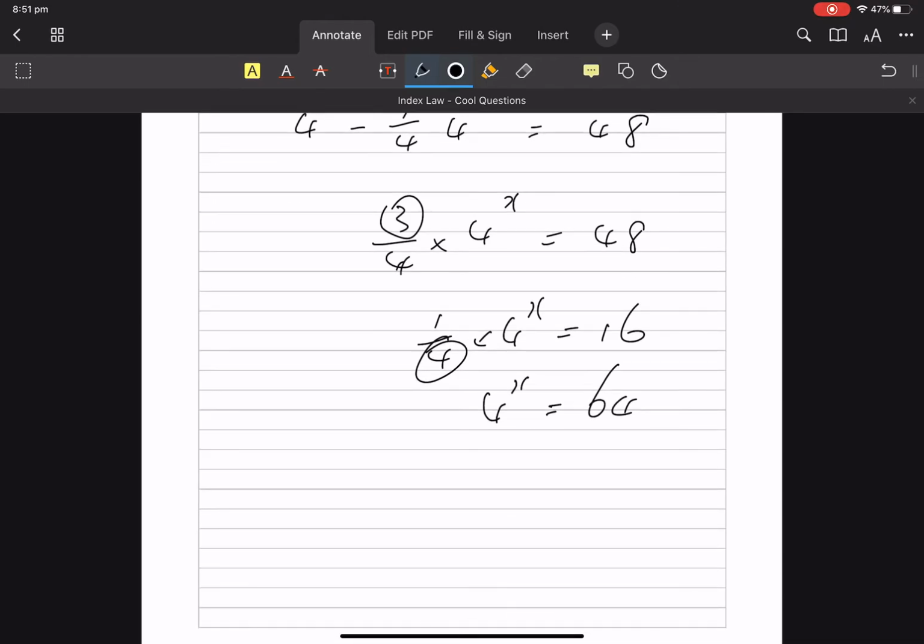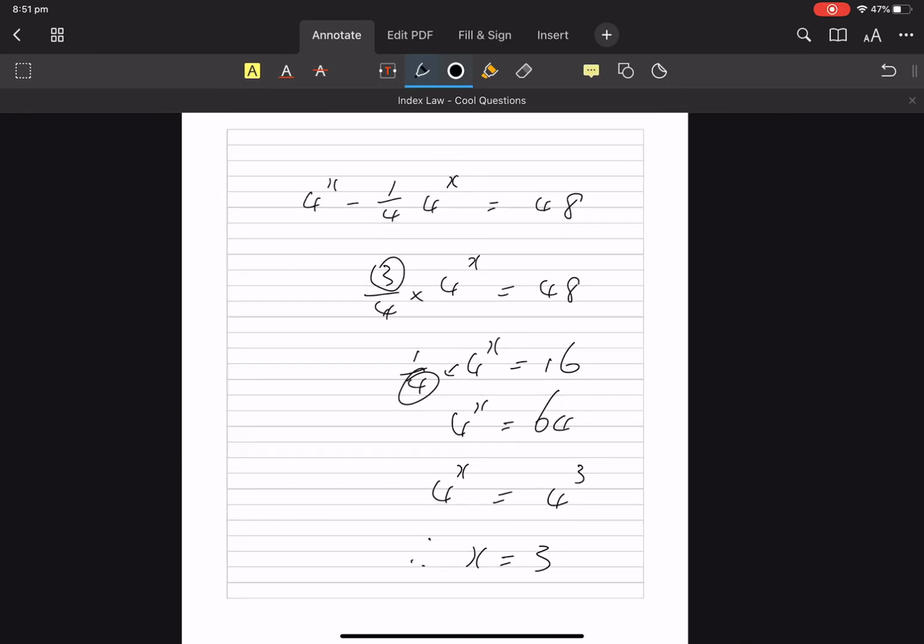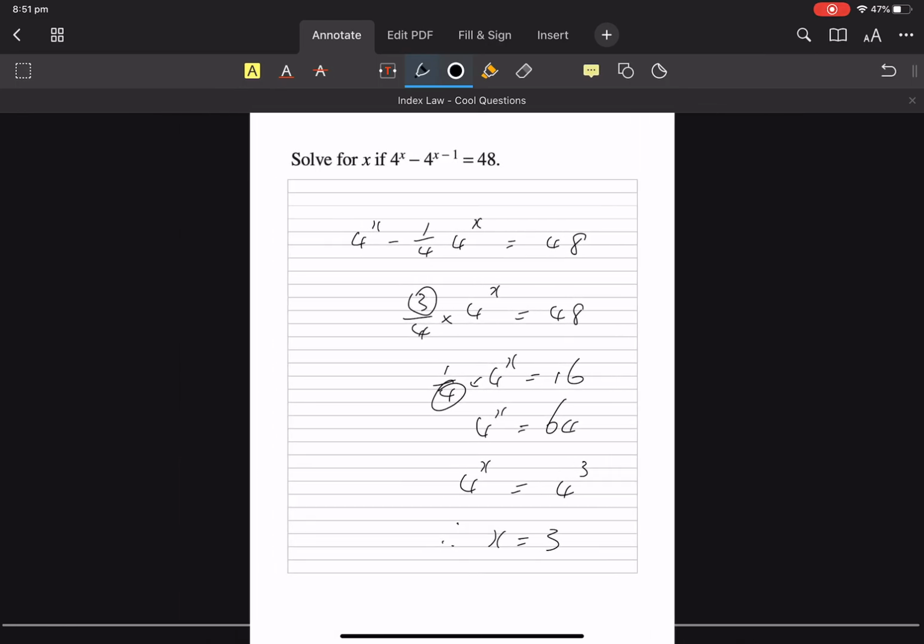And we're going 4 to what power is 64? That's like an indicial equation. 4 to the x. Well, 64. 4 4s are 16, 4 16s are 64. Yep, that's right. Therefore, x equals 3. So that's not a simplify. That's a solve for x.